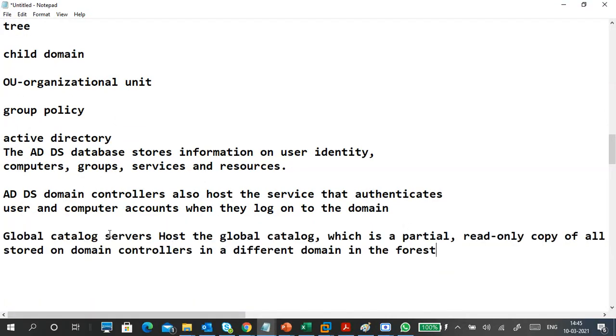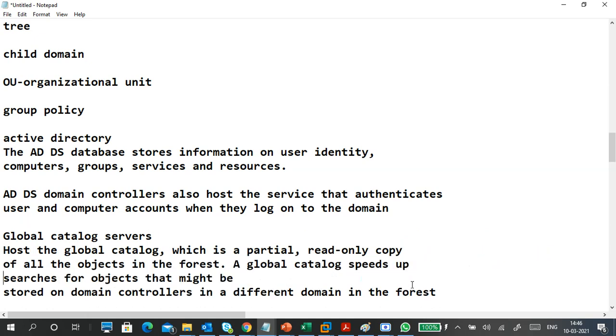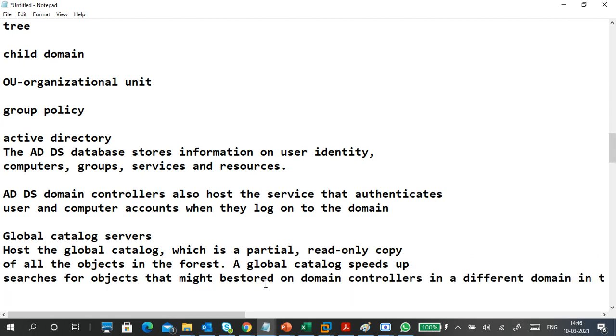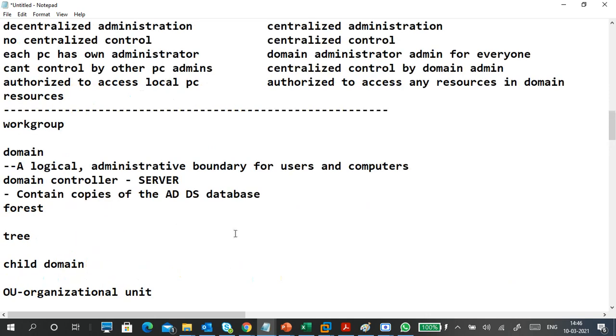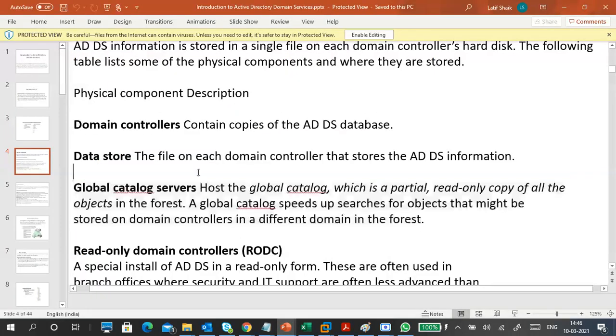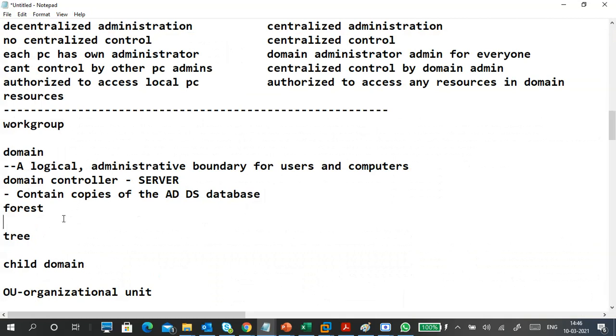So, global catalog. Okay. Next is a domain tree. A domain tree is a collection of domains that share a common root domain and DNS namespace. That is a tree.